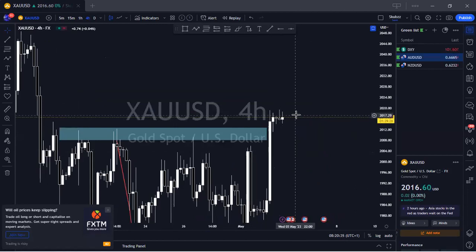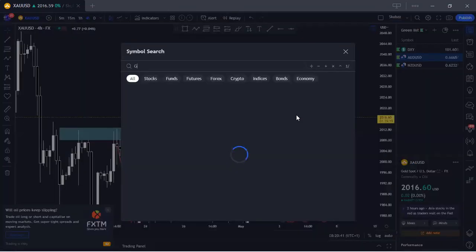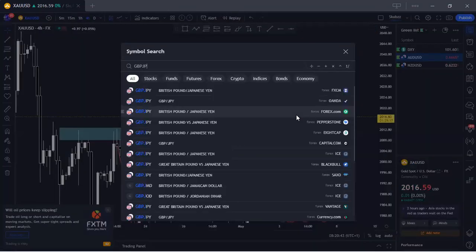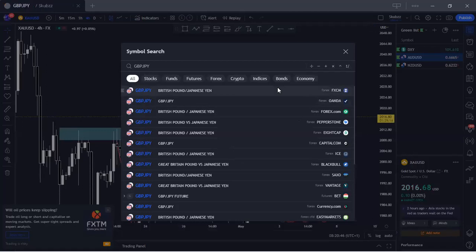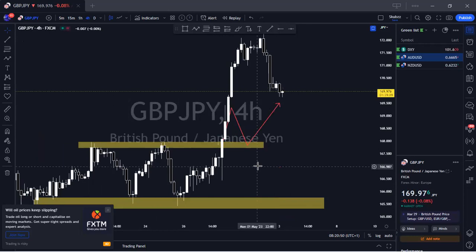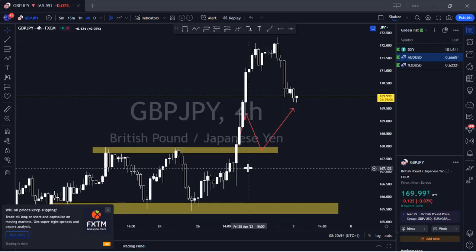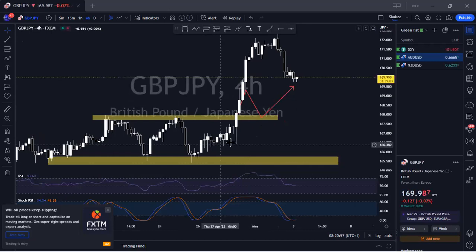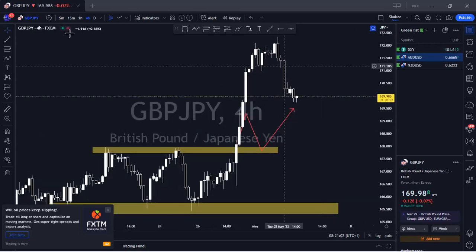Any other pair you guys want to take a look at? GBPJPY. This one too is almost the same thing. We were ranging, we exited the range. We more or less exited the range, and now price is pushing down. Well, if you go to the 1H, there should be a shift in market structure.